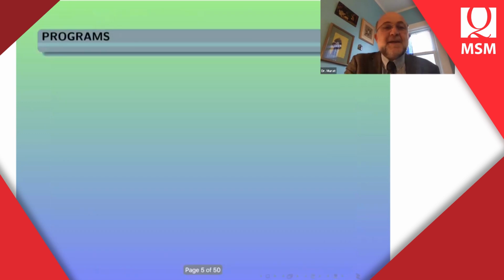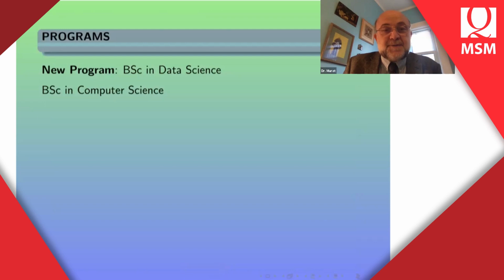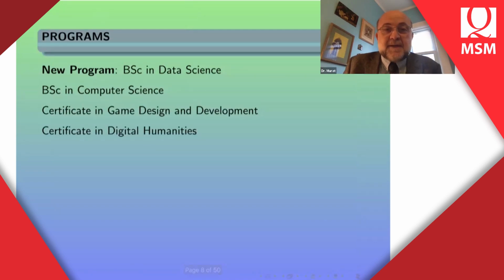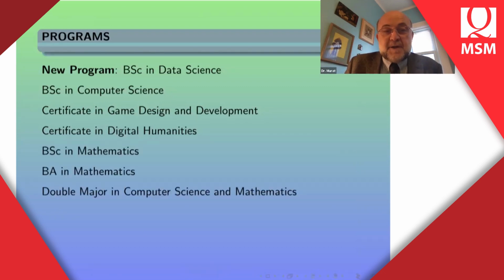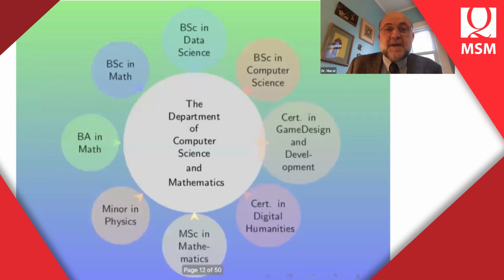So now, what we offer as programs in our department: the new program is the Bachelor of Science in Data Science. Then we have been offering a Bachelor of Science in Computer Science, and a Certificate in Game Design and Development, and a Certificate in Digital Humanities. And then we have a Bachelor of Science in Mathematics, and a Bachelor of Arts in Mathematics, and a double major in Computer Science and Mathematics, and a minor in Physics, as well as the Master of Science in Mathematics. So these are the programs that we offer. If you would like to see it as a picture, there is the Department of Computer Science and Mathematics with all these programs attached to it.